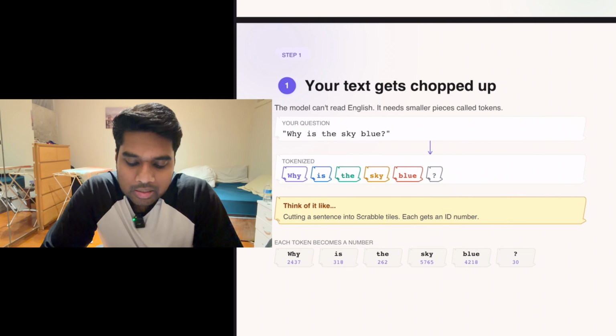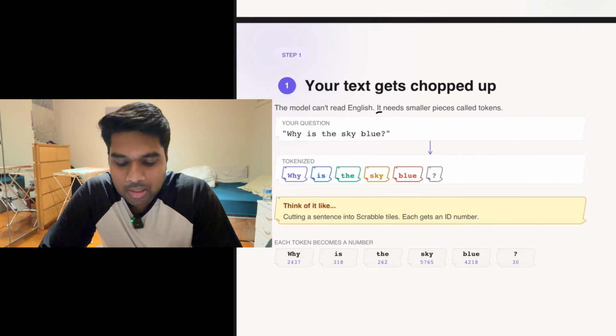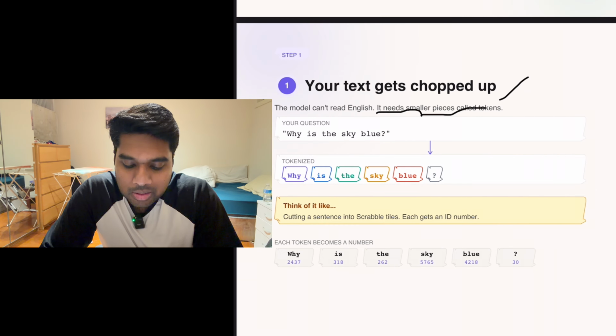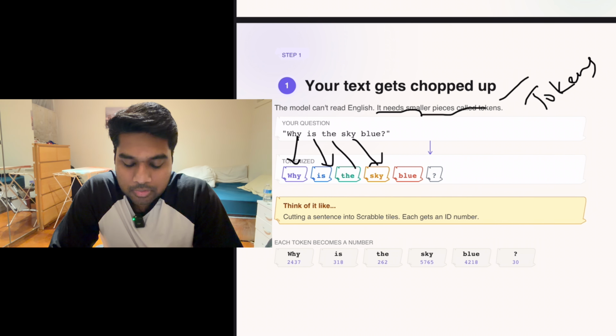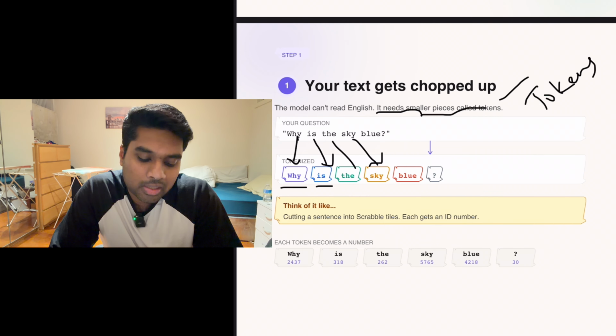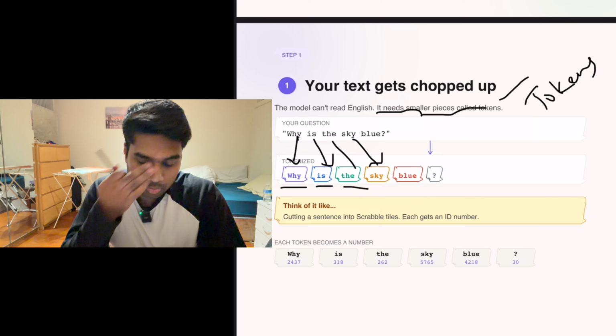So the model cannot read English or any other language for that matter. First, it needs to break the text down into smaller pieces called tokens. Here, if you see, tokenization is nothing but splitting the whole sentence into manageable chunks. Each word is equal to a single token here. Why is a token, is a token, the, sky and blue are tokens as well.